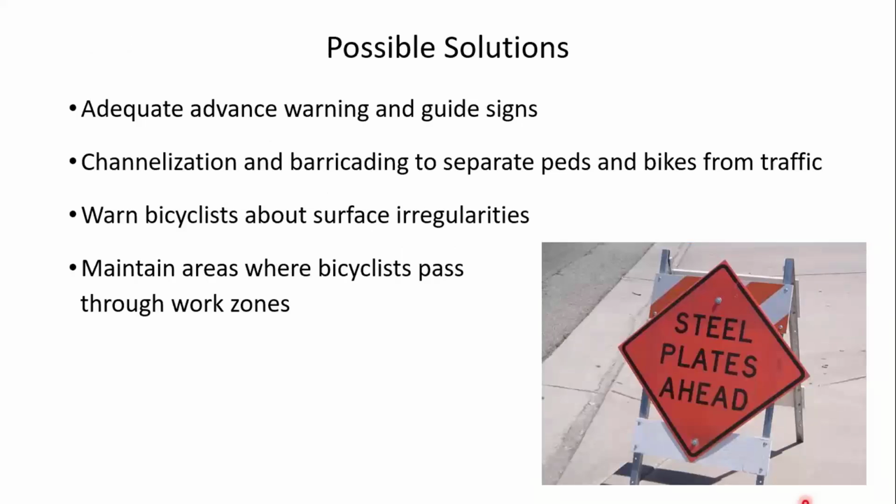A variety of different possible solutions: have adequate advance warning and guide signs, good channelization and barricading to separate pedestrians and bikes from vehicular traffic. Warn bicyclists about surface irregularities. And pay attention to maintenance, as we've talked about.